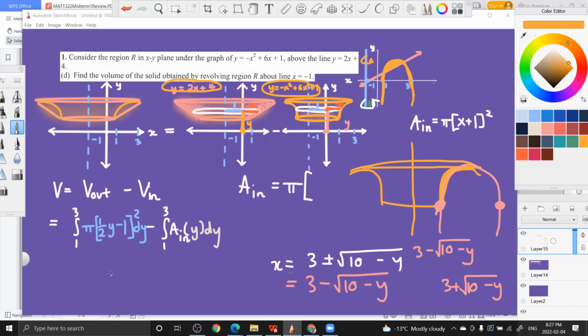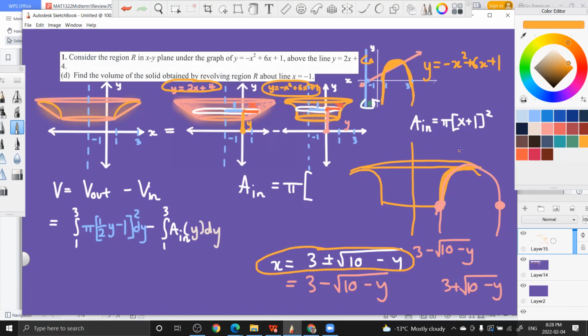So you know that the yellow function is y is equal to negative x squared plus 6x plus 1. And then we solve for x. Remember, we solve for x. We get x is equal to 3 plus or minus the square root of 10 minus y. So which one do we choose?